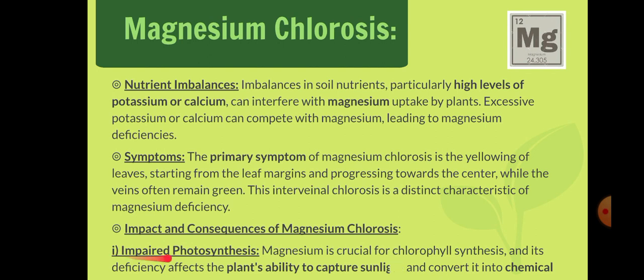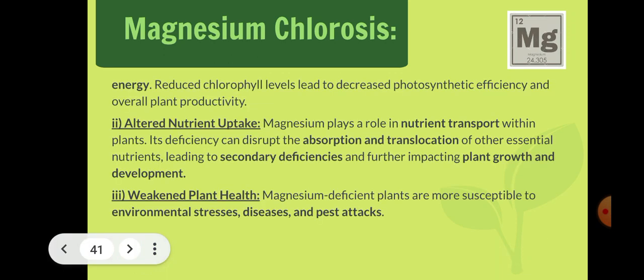The first one being impaired photosynthesis. Magnesium is crucial for chlorophyll synthesis, and its deficiency can affect the plant's ability to capture sunlight and convert it into chemical energy. Reduced chlorophyll levels can lead to decreased photosynthetic efficiency and overall plant productivity.